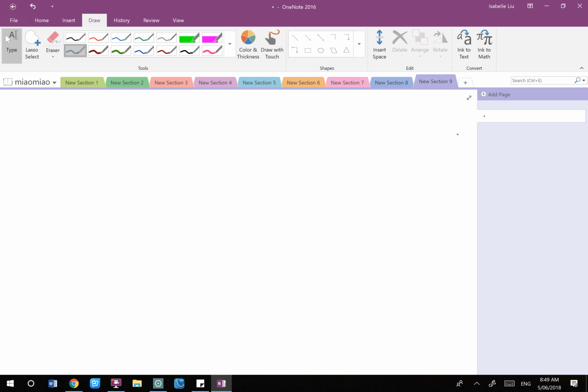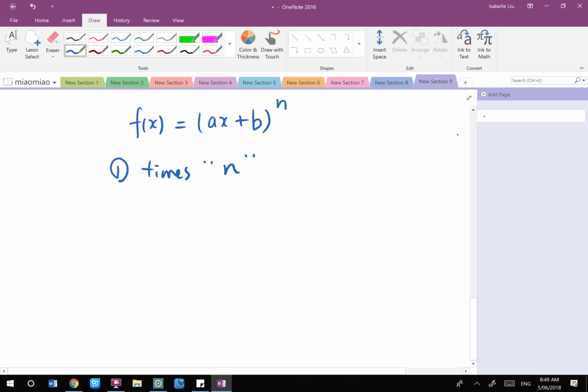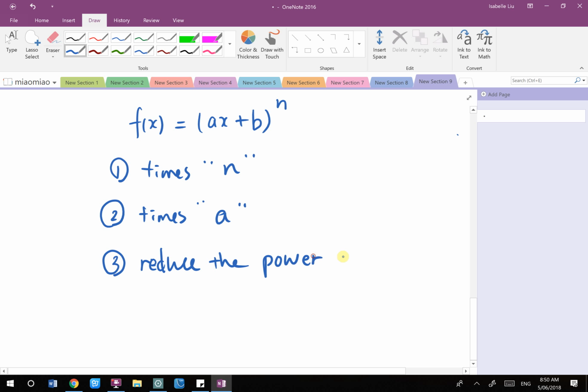So let's talk about if f(x) equals (ax + b) to the power of n. Let's think about what we have done to find the derivative. To find the derivative, the first step is times n, drag the power into the front. The second thing is times a, which is the coefficient, the derivative of the inner function. We derive the inner function, which is a, so we times a. And step number 3 is reduce the power by 1. So what we have is n times a times (ax + b) to the power of n minus 1. That's when we do derivative: n first, then derive the inner function, and then reduce the power by 1. So that is when we diff it.